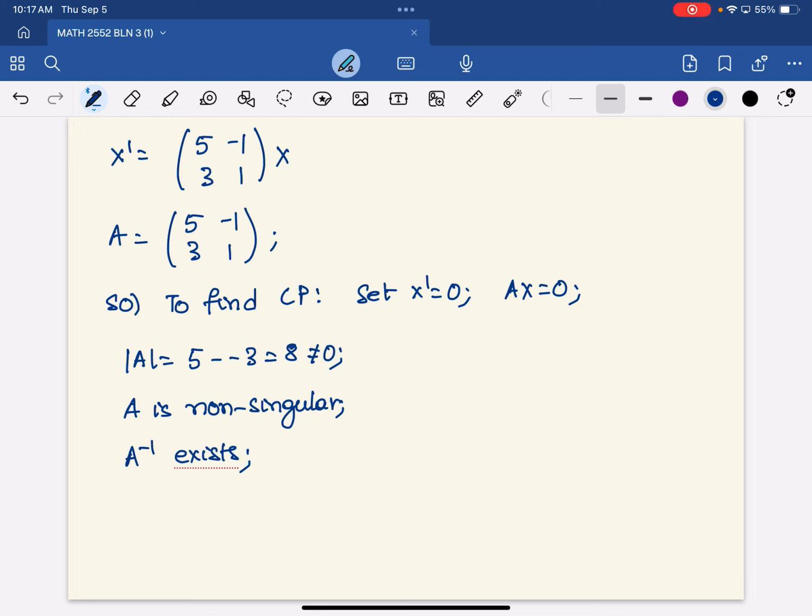So you can write this as A inverse times Ax. You don't need to write it every single time, but I'm just writing it so that you are aware that this is how we are finding it. A inverse times 0. So this gives you x equals 0 is the critical point. Remember, this is not a number, it is the origin that we are referring to. Okay, 0 is the critical point. Make sense? All good?